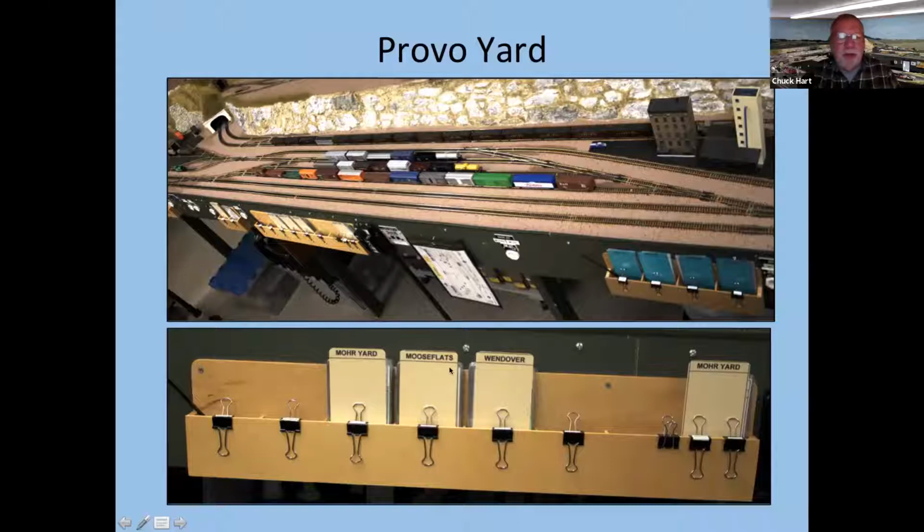One's going to Moore Yard, one to Moose Flats, one to Wendover. It's going all the way to the other end of the railroad. So these will have cars in them that have westbound waybills. Again, the yards at both ends pull the waybills and stick new ones in. There again is the phone for the yard master to call the dispatch.